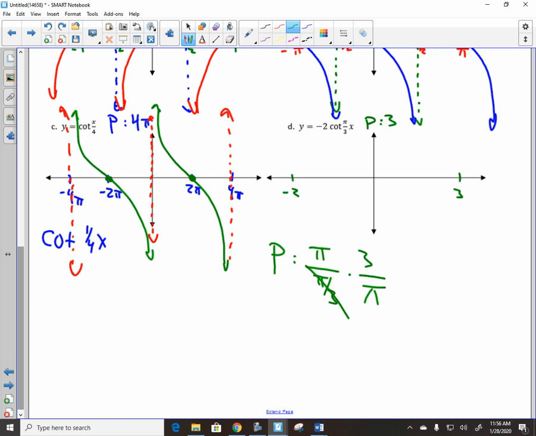Mark off 3, negative 3, 3 halves, negative 3 halves. Now what? Asymptotes at the period. Zero halfway between. Does it start up and finish down or start down and finish up? Start down and finish up, because it's negative, it reflects.